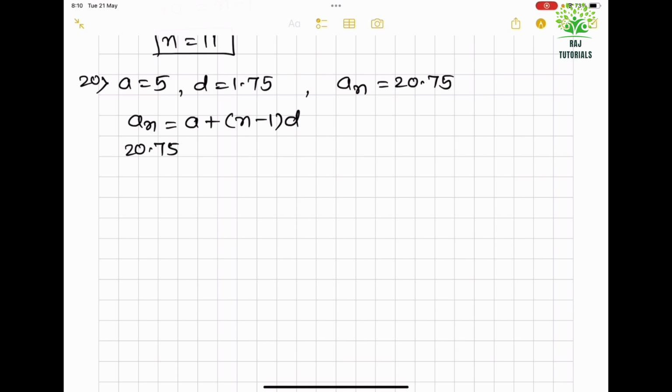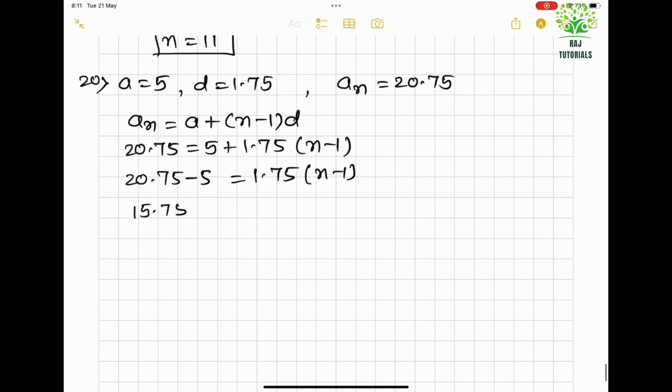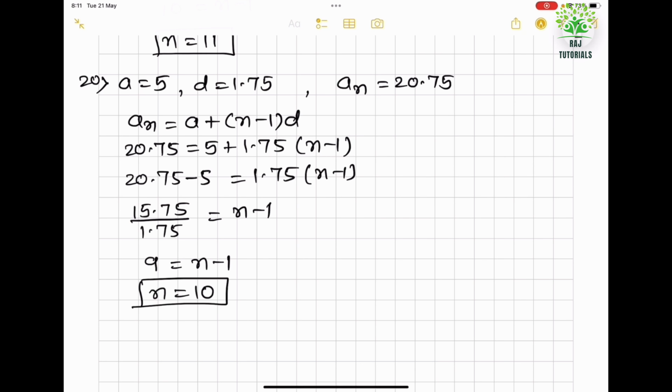So 20.75 equal to 5 plus 1.75 into n minus 1. So 20.75 minus 5 will be equal to 1.75 into n minus 1. 15.75 upon 1.75 equal to n minus 1. So 9 equal to n minus 1. So n equal to 10. So in the 10th week she will reach 20.75.